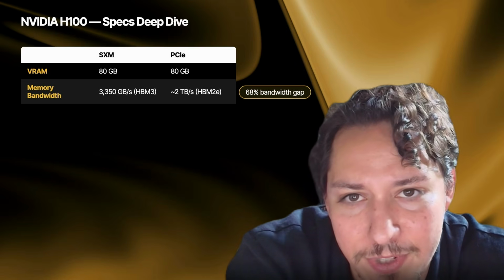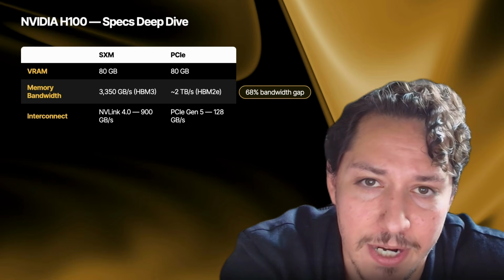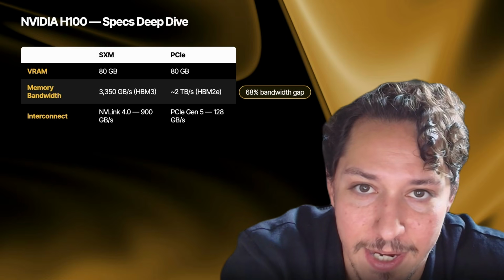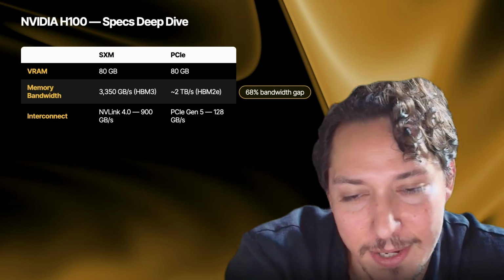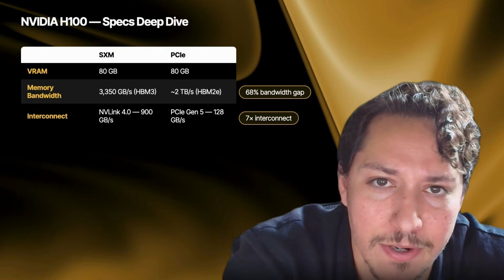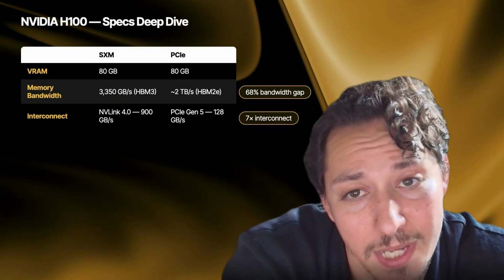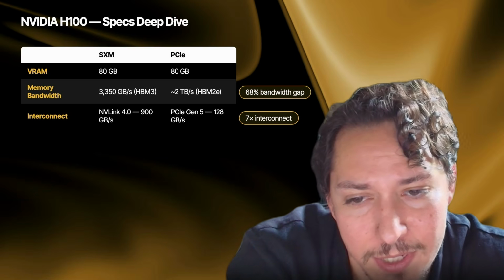The other massive difference is interconnect. SXM gets NVLink 4.0 at 900 gigabytes per second, GPU to GPU. PCIe gets PCIe Gen 5 at 128. That's a 7x difference. When you're doing distributed training across 8 GPUs in a node, NVLink is what keeps your scaling efficiency high. Without it, your GPUs spend more time waiting on each other than computing.